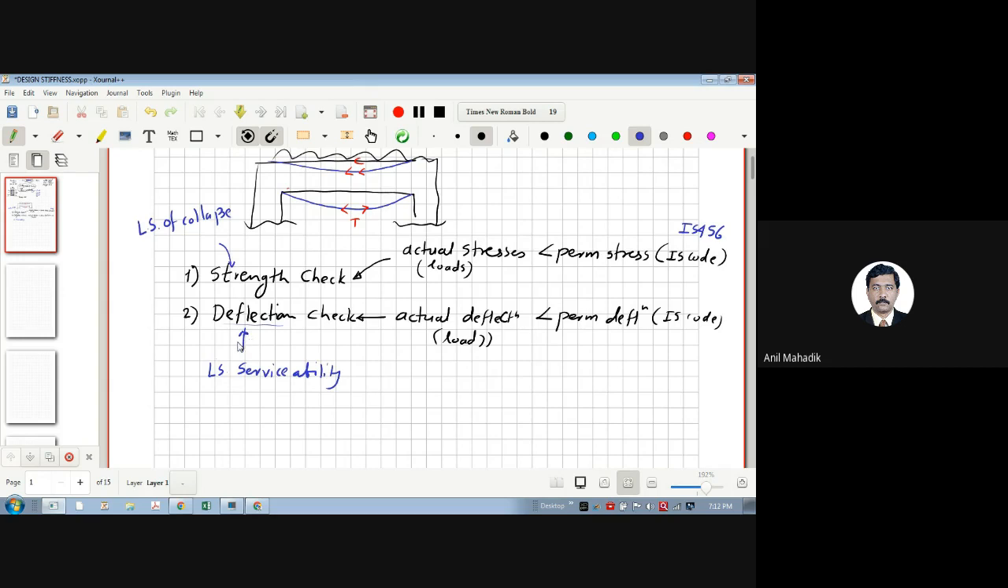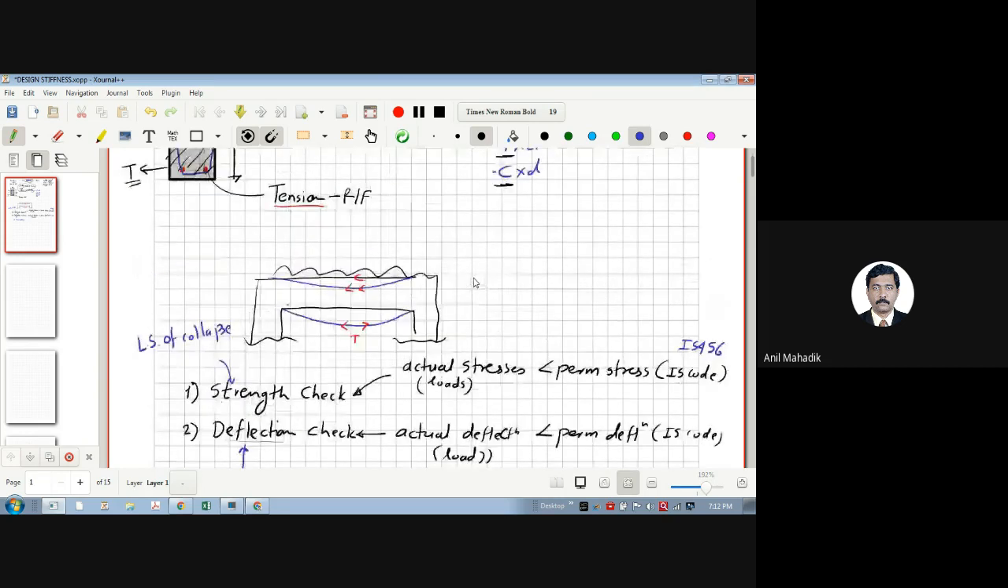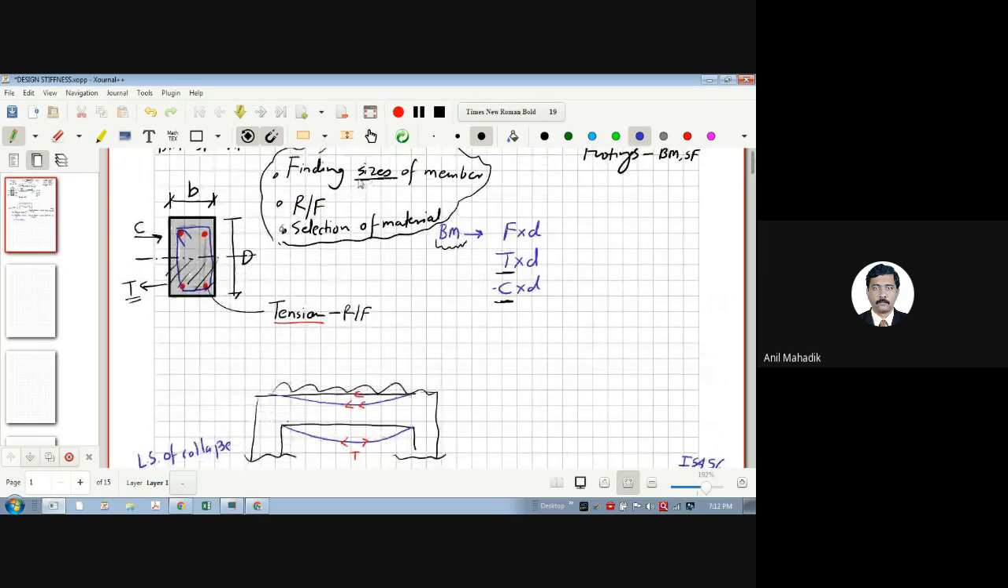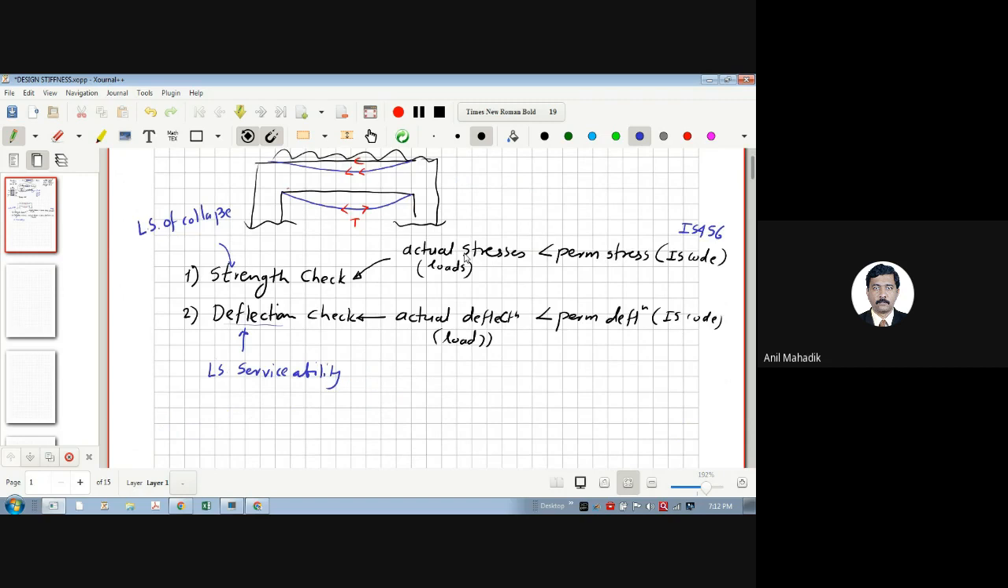And as these two checks are important, that means you should know how to calculate the deflection and you should know how to calculate the stresses in the member. What are the important aspects? The size. See, the words are important. Size means width and depth. Then reinforcement, selection of material. Then stresses. So this word is also important. What is meant by stress and how to calculate the stresses.